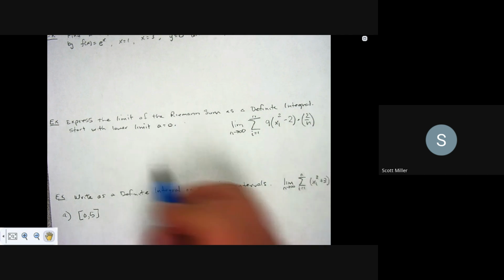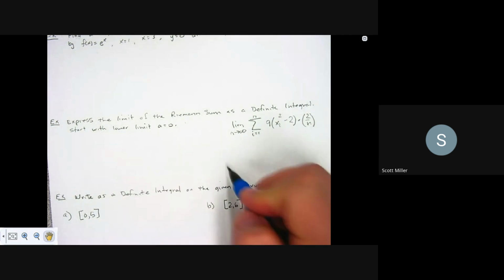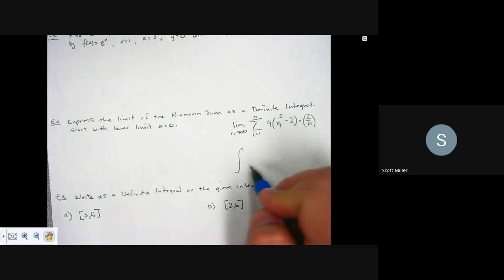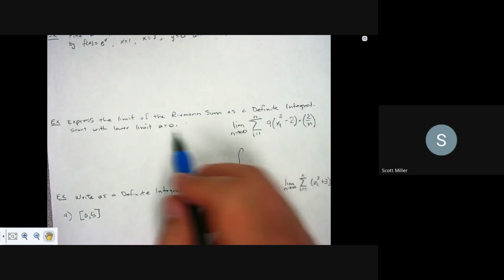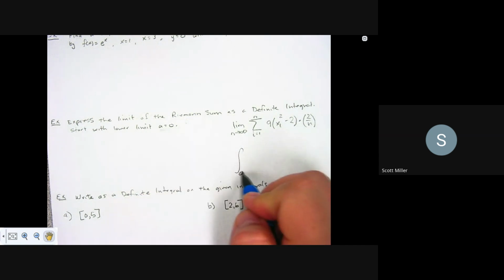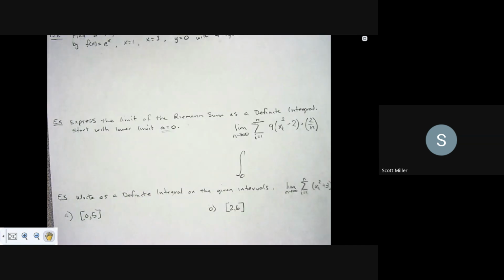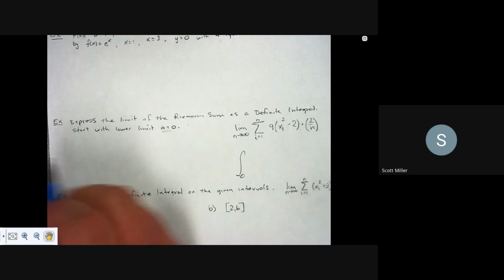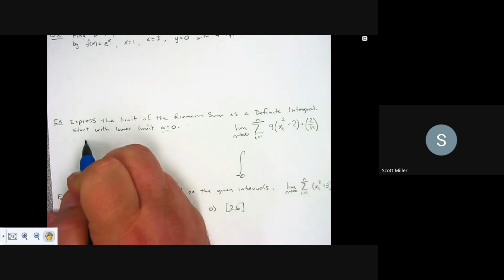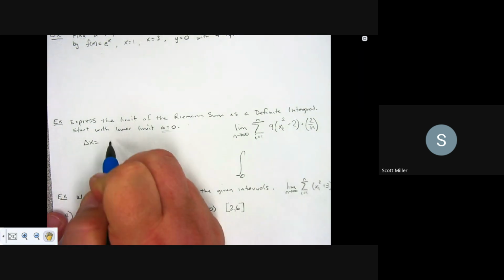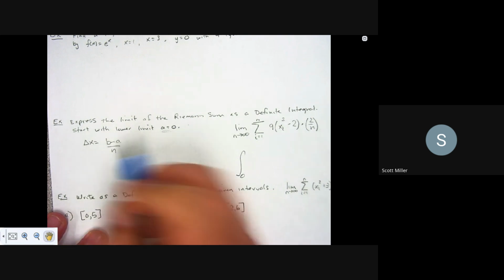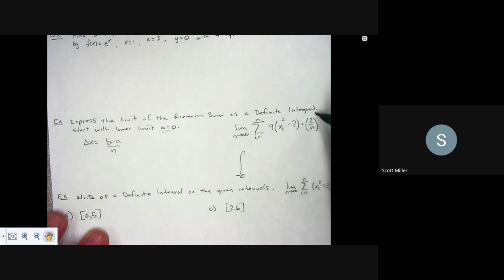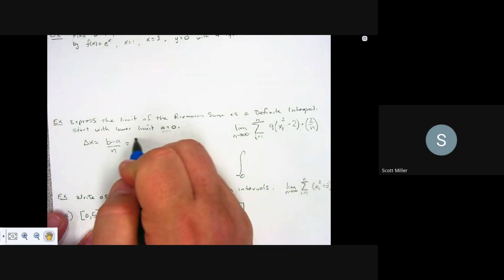Okay? So we want to have an integral for this thing, and we're going to have our stuff that's sitting over here. We have to figure out what we're going to put in here. Well, the lower limit, they gave it to me as 0, so I know I'm going to start at 0. So what would be the upper limit? Well, the upper limit is based off of this expression right here. The change in x is b minus a over n, and that is that expression right there. So that has to be 2 over n.